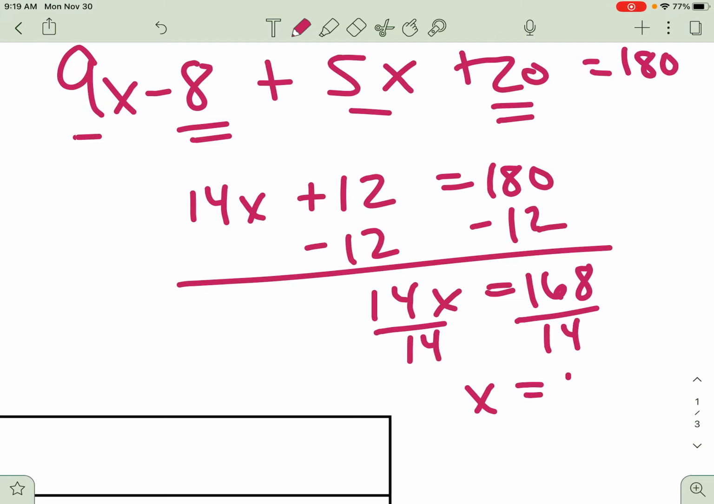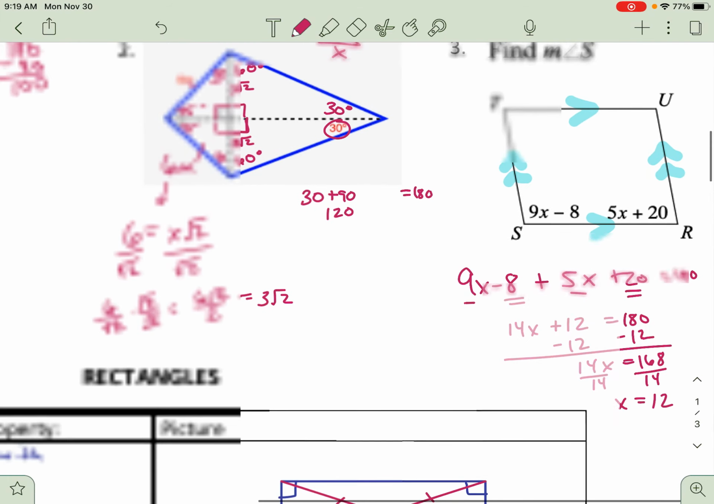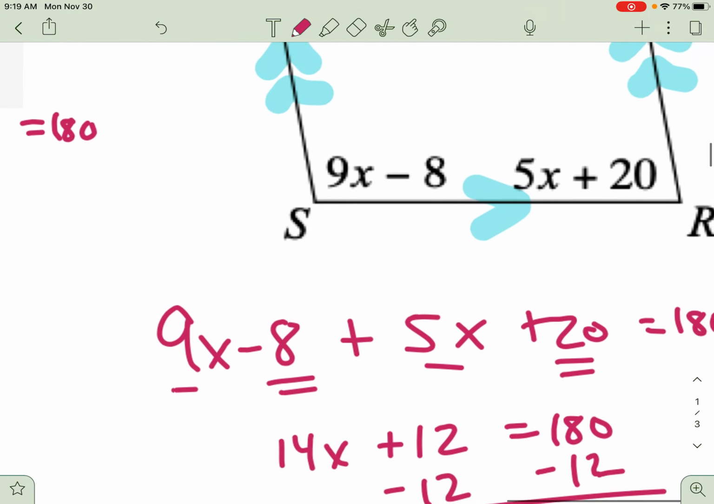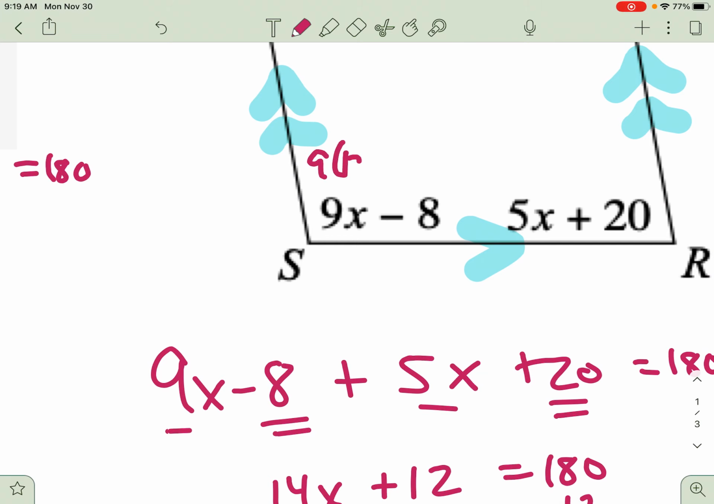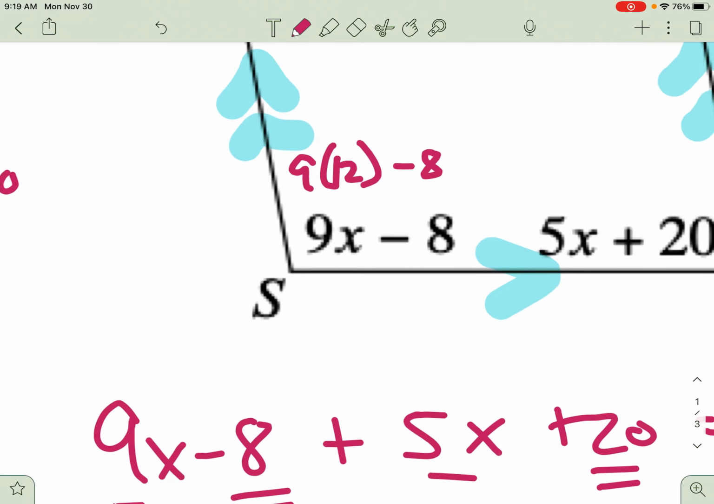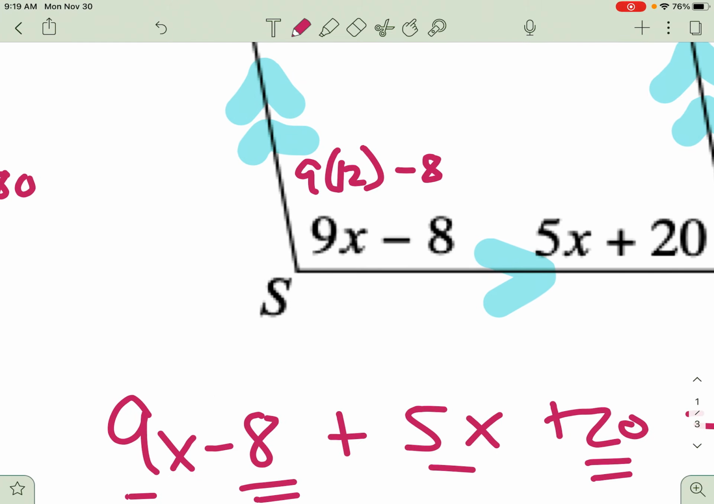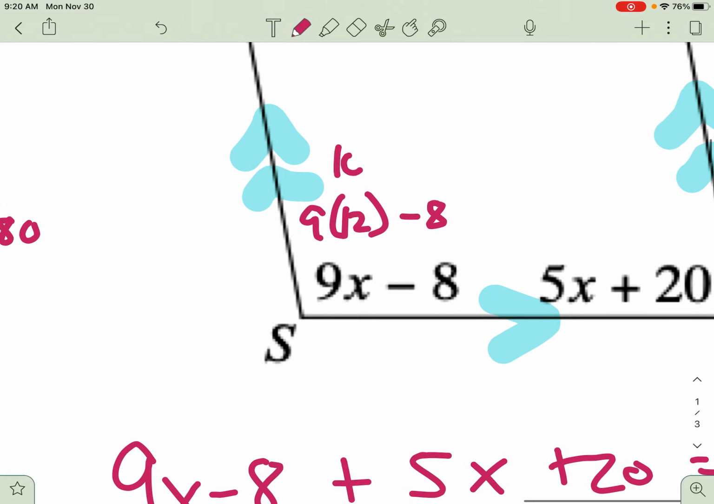Yep. Cool. So x is 12, but it doesn't want to know that. It wants to know what's the measure of angle S. Okay, so 9 times 12 minus 8. 9 times 12, of course, is 108. So this would be 108 minus 8, which is 100 degrees.